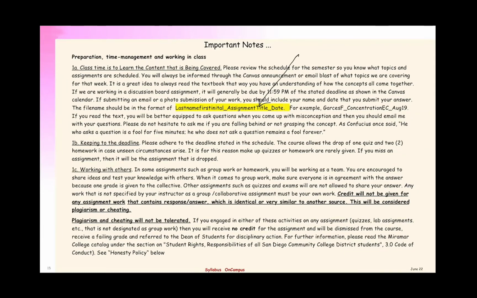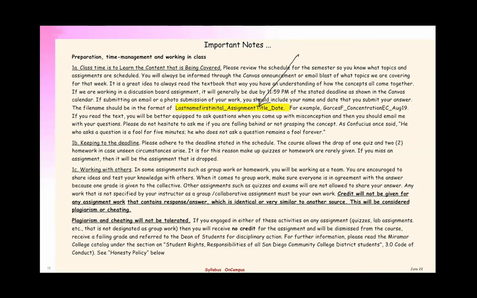Okay, so a lot of times before I had this file name system, I spent a lot of my time just sorting through all this information, and it's just wasting a lot of time. Okay, so just please keep last name, initial, assignment title, and then the date, separated by an underscore. Like last name would be Garces F, or something like Tran A. Okay, something like that.